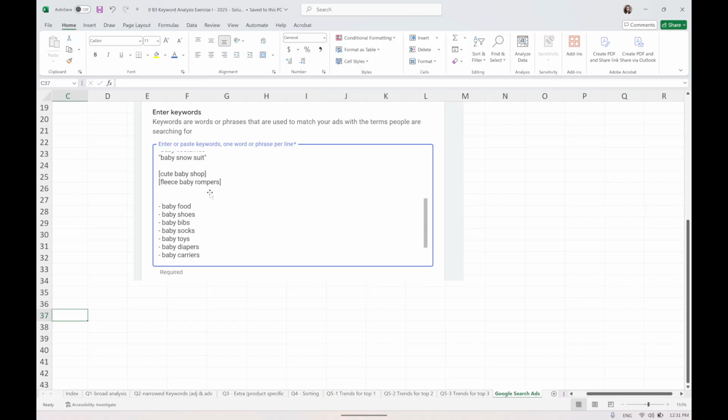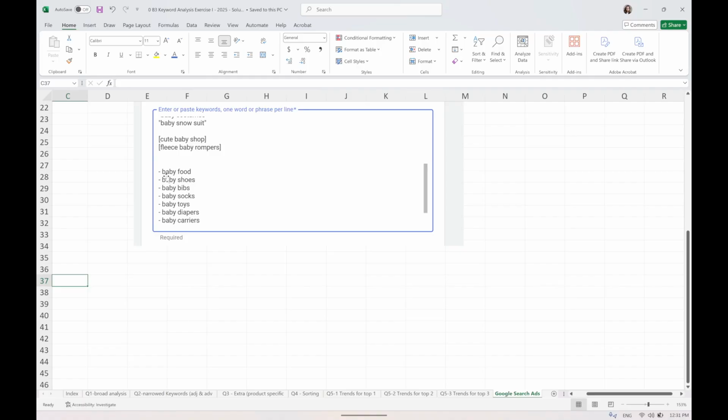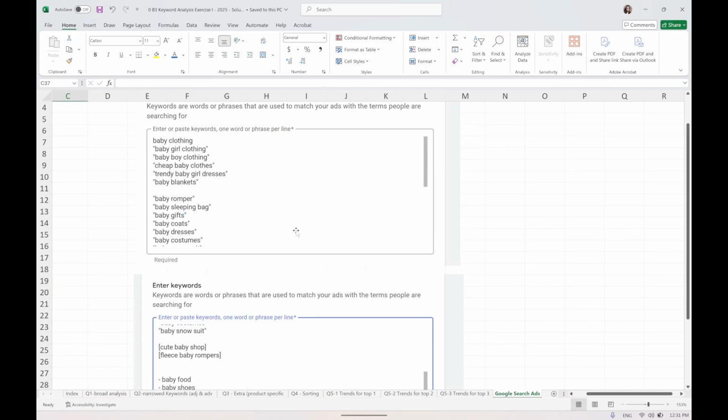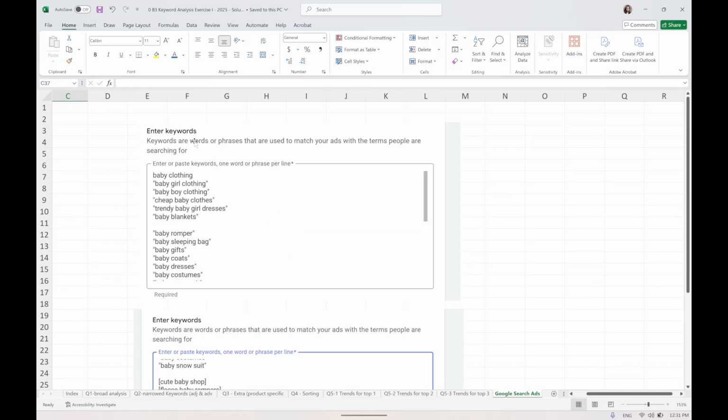Fleece baby rompers, I put it in exact because the search volume is very low and I really wanted these people who are interested in fleece baby rompers. Baby food, negative. Baby shoes, I'm not selling. Baby bibs, no. Baby socks, baby toys, baby diapers, baby carriers. All of these are negative keywords and we added them into our keywords.